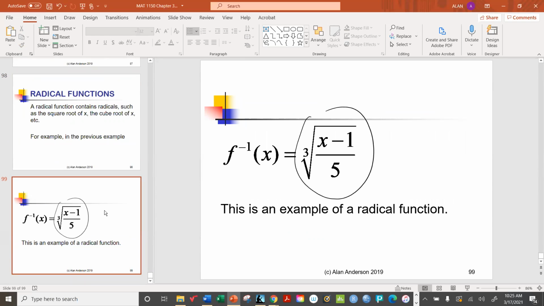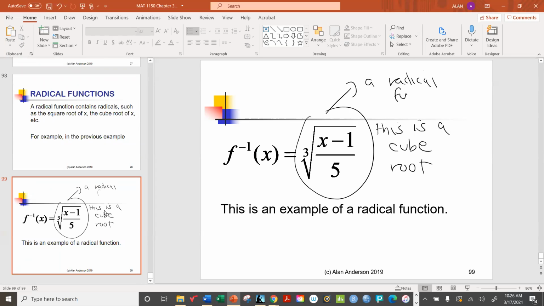And that's all you need to know. As long as there's a fractional exponent somewhere, or a root, then you have what's called a radical function. So this is therefore a radical function. And that's all you needed to know.